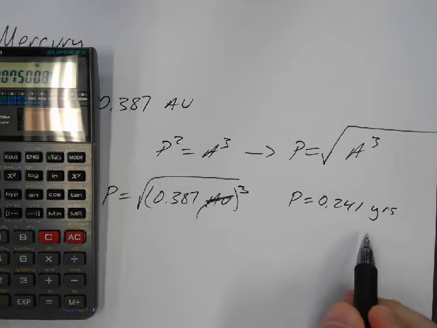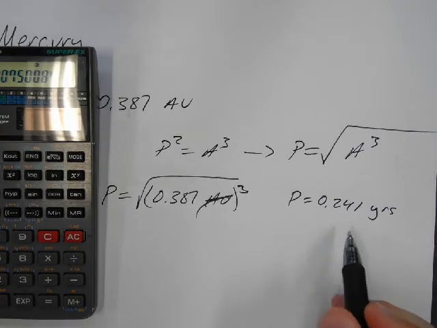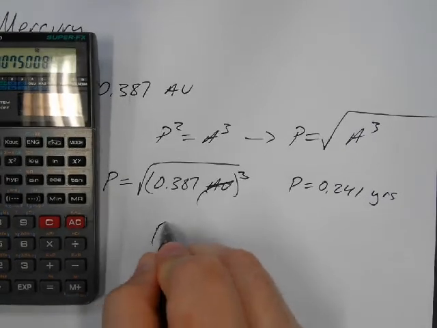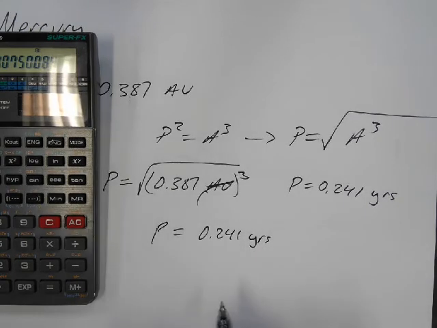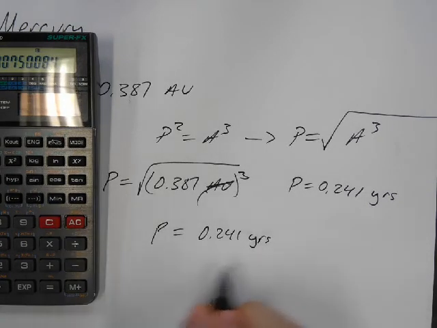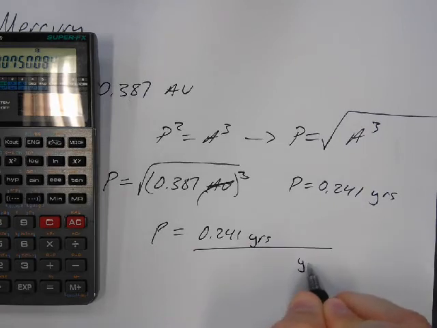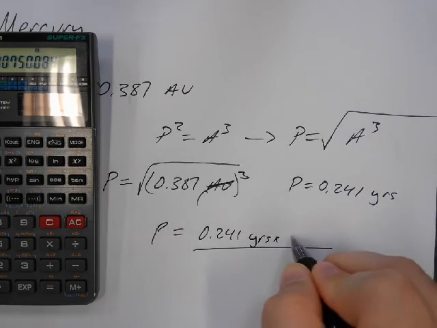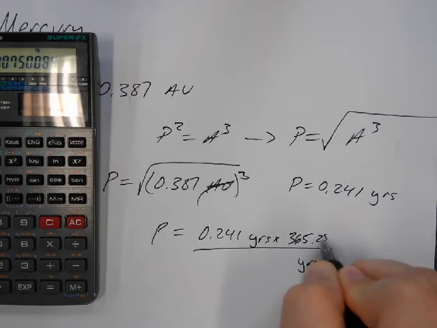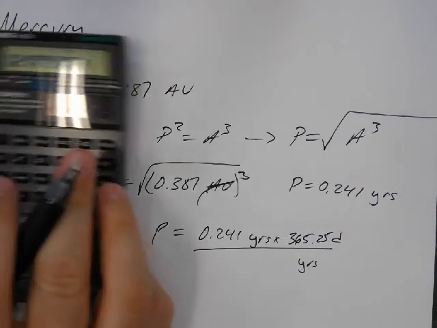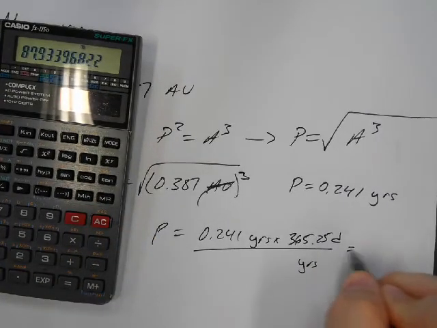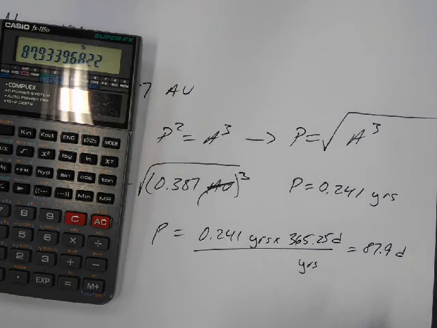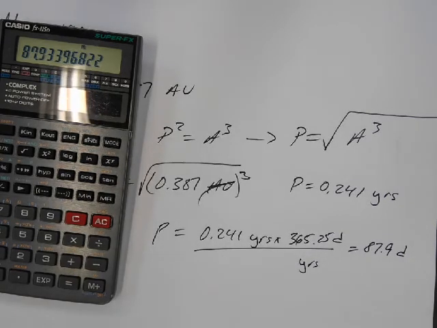Now, if you get this and you want to express it in other terms, you're going to have to do a unit conversion. P is 0.241 years. Let's say we want it in days. We have to multiply. We want years on the bottom, so it's times 365.25 days. And so if we do that, times 365.25, we get 87.9 days, which is probably what normally it's at, about 88 days for the orbit.